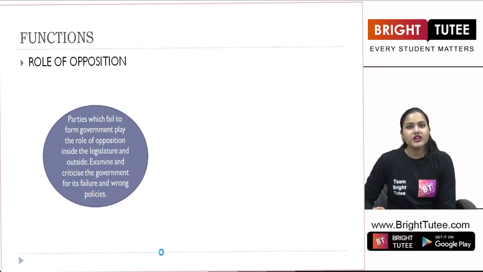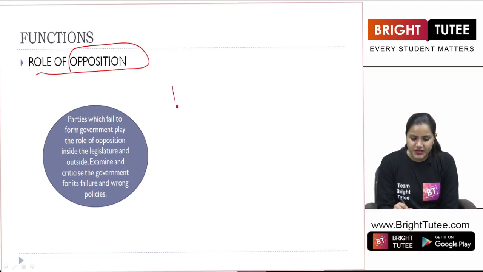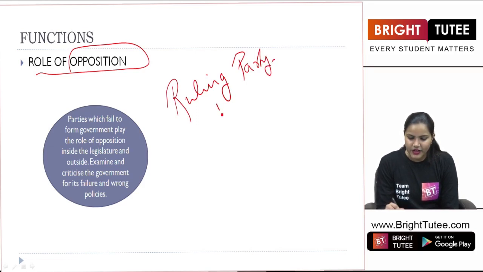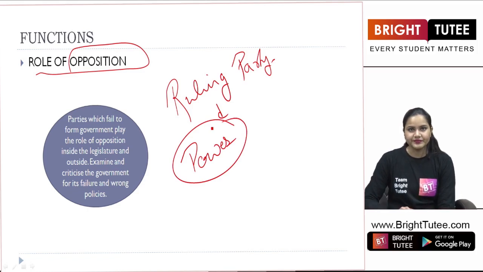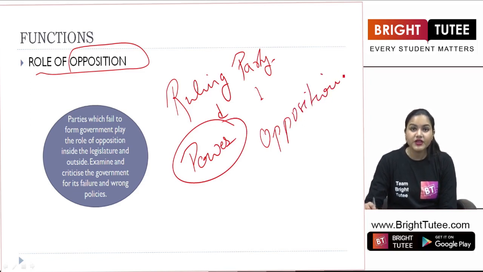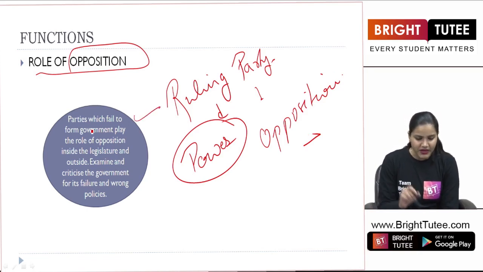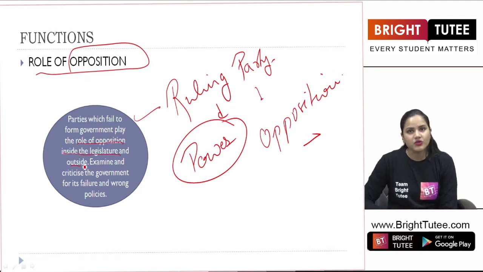Again, another important function is that of the opposition party. By now, students, you have learnt about the ruling party here. Now, ruling party here, it means the party that is in power, right? Now, when we are talking about opposition party, definitely it is something different from the ruling party. Now, who are these members of opposition party here? So, the parties which fail to form government play the role of opposition inside the legislature and outside.